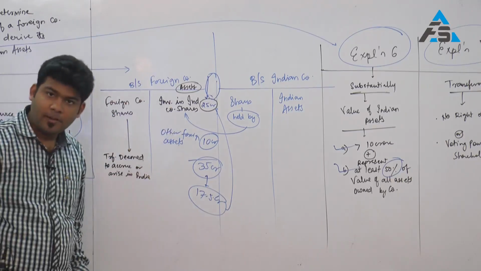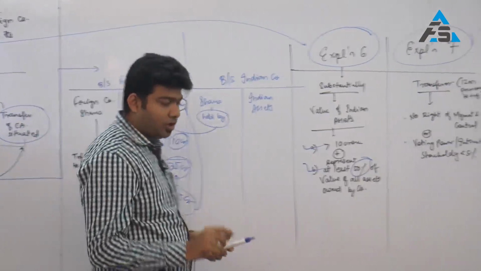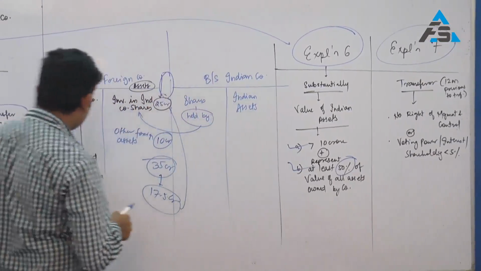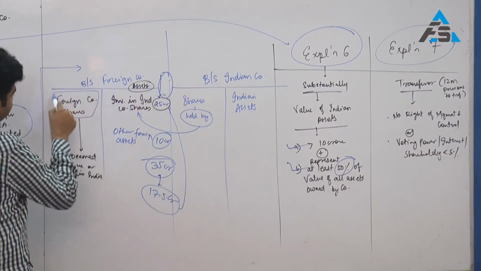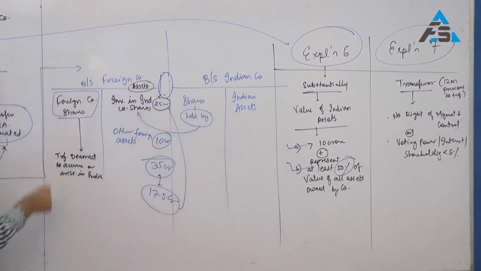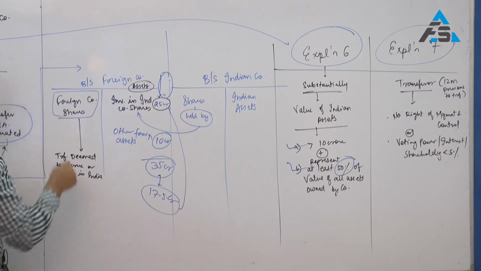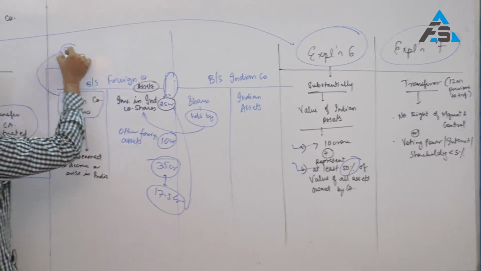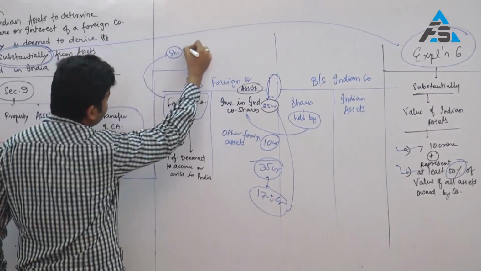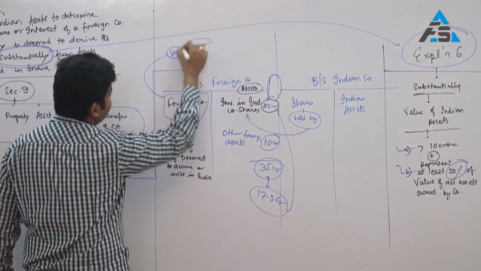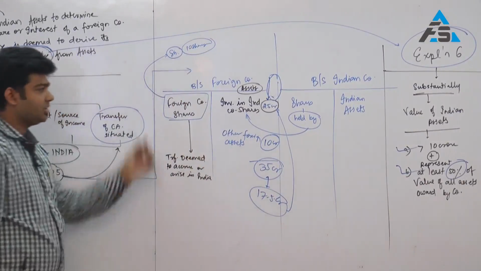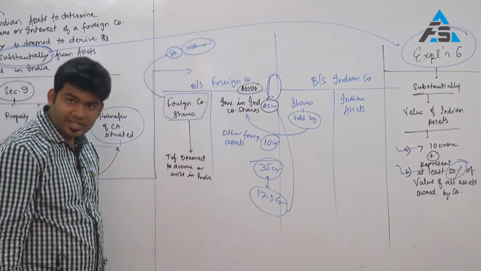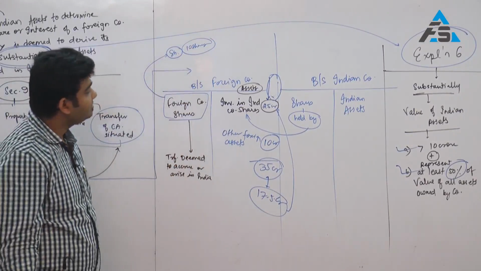Explanation 7 has been inserted for minority shareholders. What if this foreign company is deriving the majority of its value from the Indian assets, but there are some foreign shareholders who hold just 10 shares in the company of say 1 lakh shares. Say there are 1 lakh shares here, and one shareholder holds only 10 shares in the company. Will that person be liable?